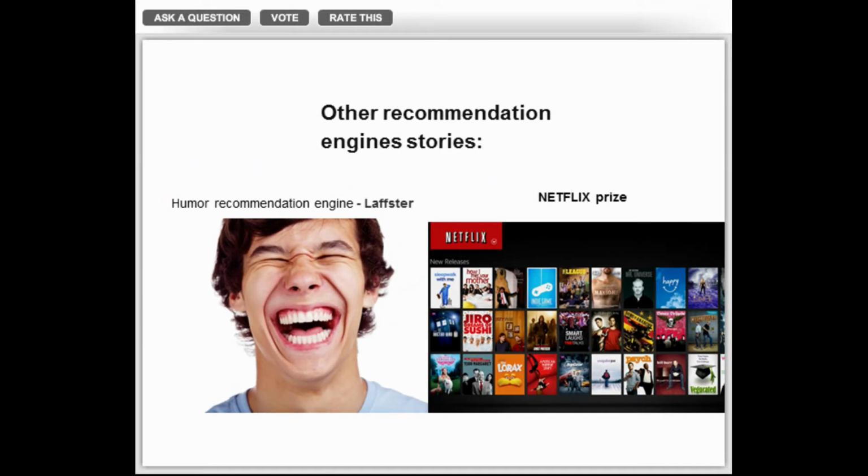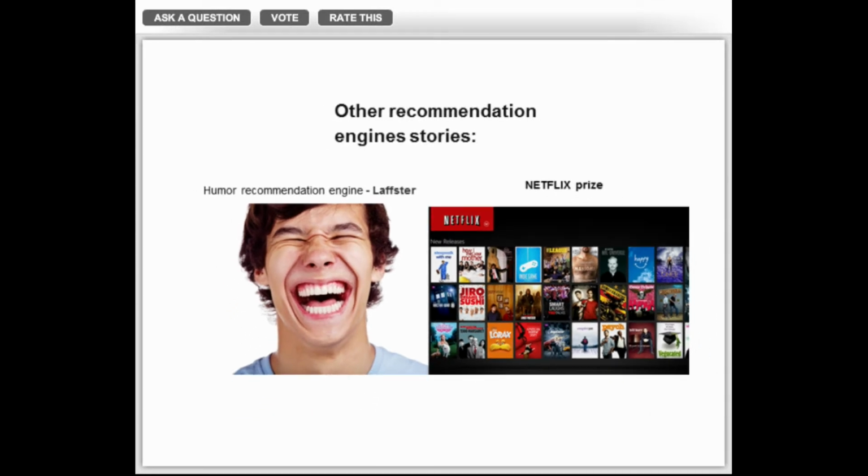But there are different types of recommender engines, different stories. For example, Laughter. They launched in 2010, and they've been recommending humor: some funny stories or pictures or videos that you would like. I think they changed business a little bit, and now they're recommending comedy serials, comedy movies. And the next story is the Netflix prize. I will switch to the next slide for it.